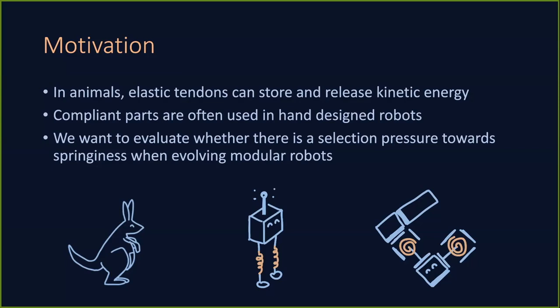And this has been imitated a lot in hand-designed robots as well, by using compliant parts that can be used to save energy or to reduce stress on the joints in the robot. We wanted to look at this in the context of evolving modular robots. Not much research has been done on using these kinds of components in evolving modular robots. So we wanted to look at whether there is a selection pressure towards springiness when evolving modular robots.